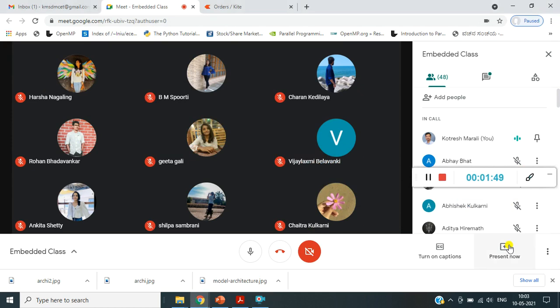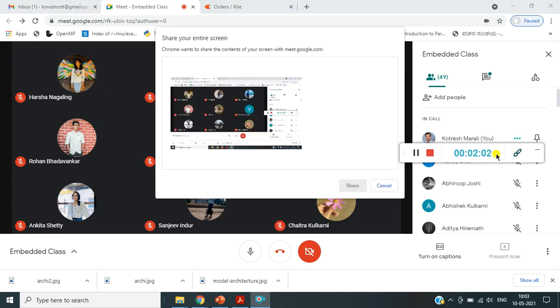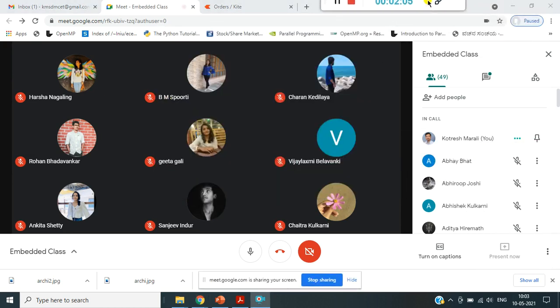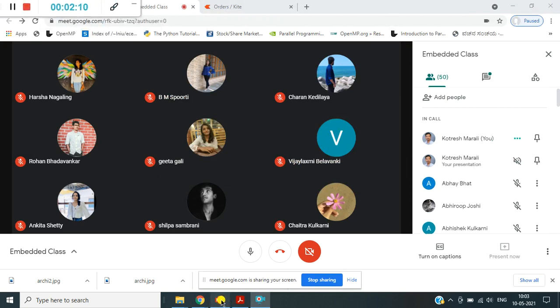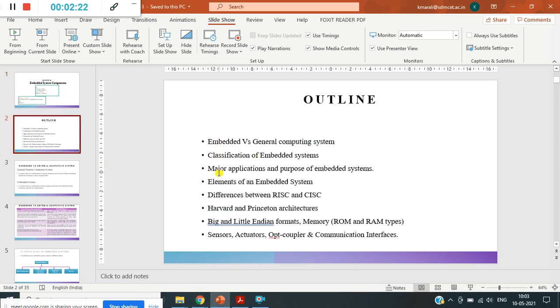Today, we'll start with a new topic. So let me present my screen here. Okay, I hope my screen is visible to all of you. So we are done with the following topics as of today: embedded versus general purpose computing systems, classification of embedded systems, major applications and purpose of embedded systems. Today we will continue with the session on elements of embedded systems and differences between CISC and RISC architecture, Harvard and Princeton architectures.